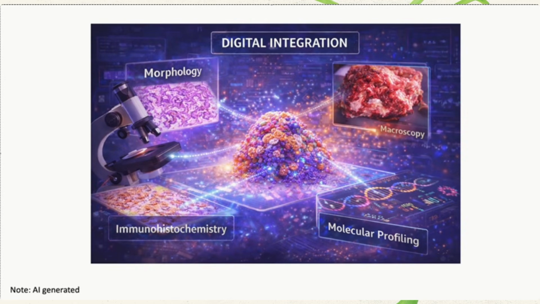When integrated together with the help of digital tools, all methods of pathological examination create a truly multimodal diagnostic approach in which each layer adds a new dimension to understanding the tumor. This integrated model allows pathology to move beyond a purely descriptive role.